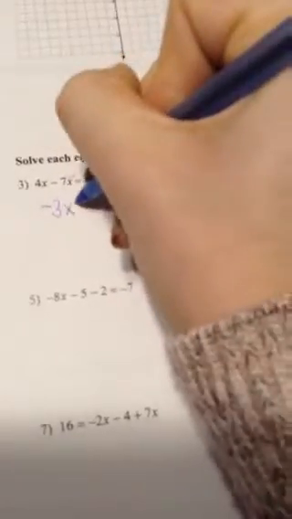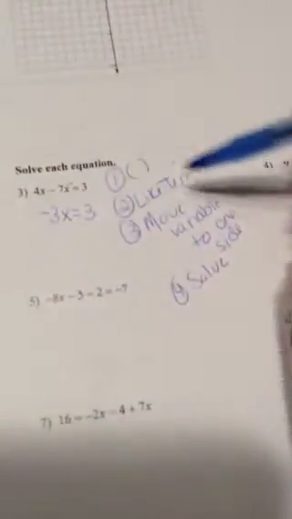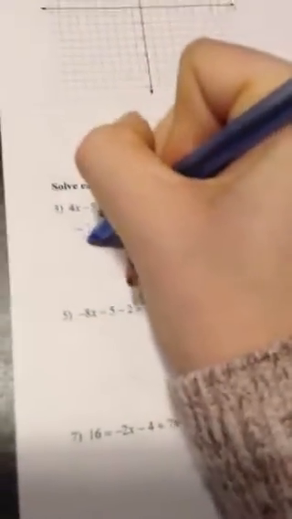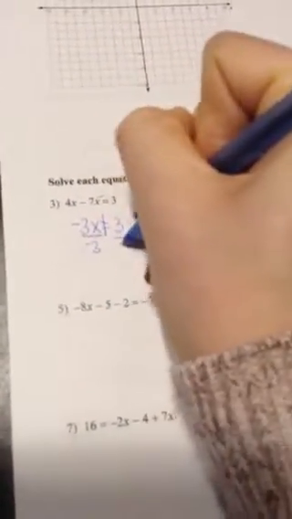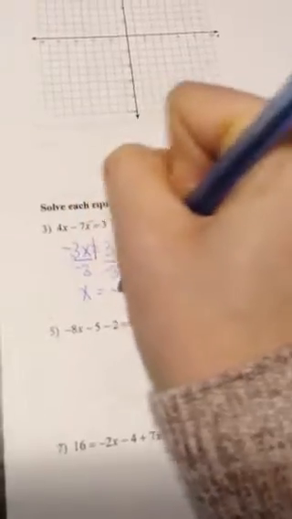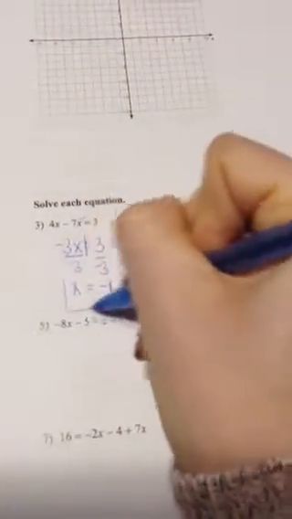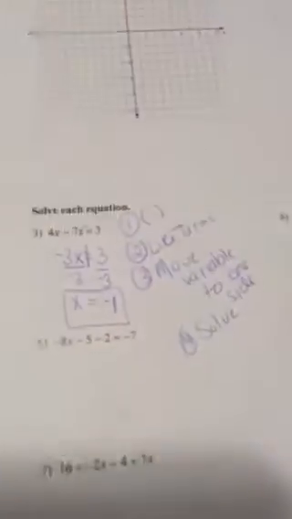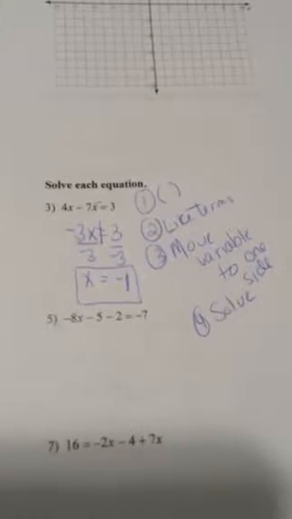So when I look at number 3, I don't have any parentheses. I do have like terms. So 4x minus 7x is -3x equals 3. My variable is already on one side, so now I just solve. I divide each side by -3. X equals -1.